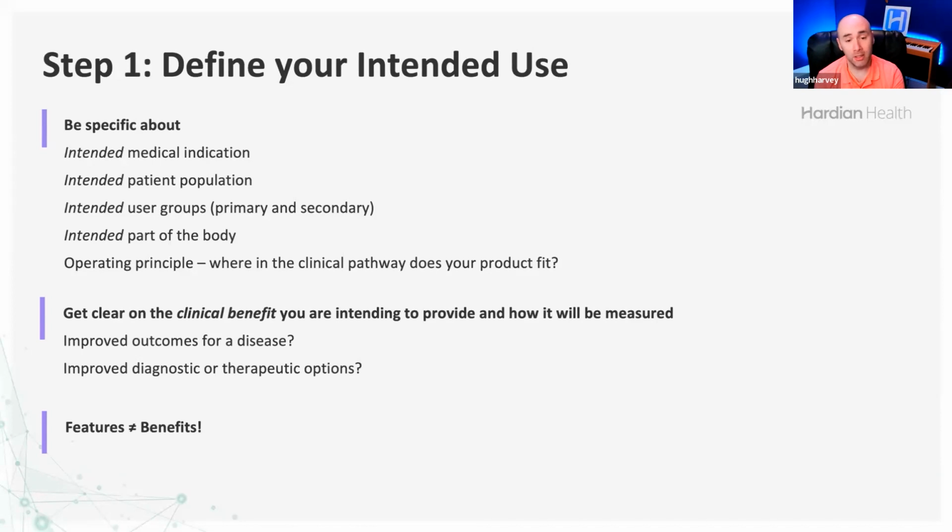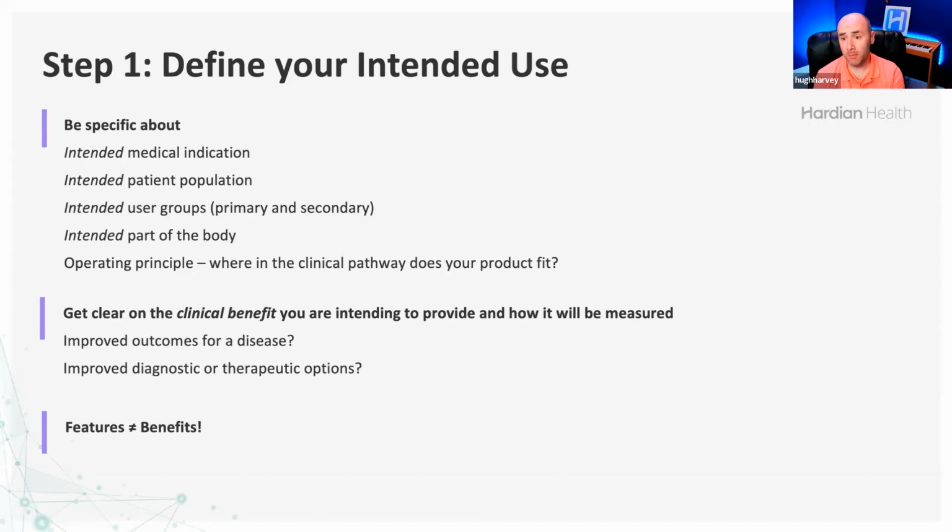And you can have tertiary and fourth end users as well. So you need to define all those user groups. And again, that is important when you come to trial design. If you're claiming that your device is intended for different user groups, you will need to measure the clinical performance as working alongside those different user groups.